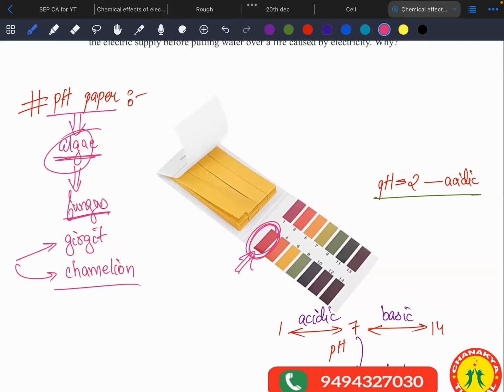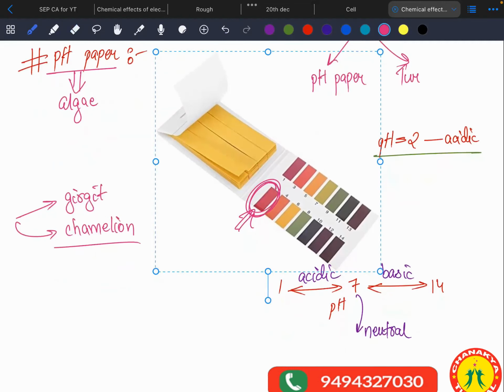Shouldn't this come under natural if it's made up of algae? The algae itself is natural, but when we use it to make a paper, it becomes artificial, isn't it? Sir, it's processed through artificial methods. Yes, it is processed through artificial methods, correct. So is pH paper algae or fungus? It is an algae. Forget about fungus. So pH paper and turmeric.